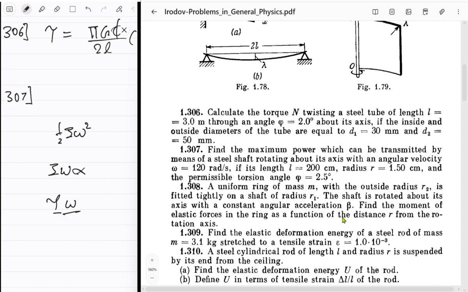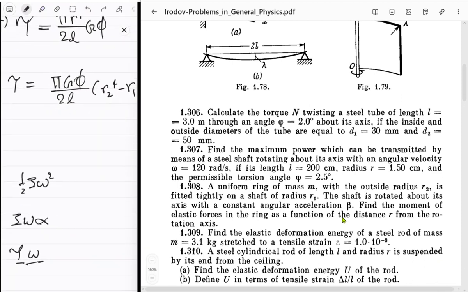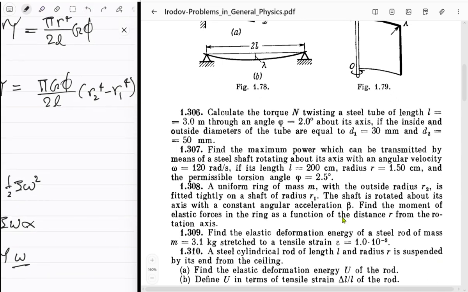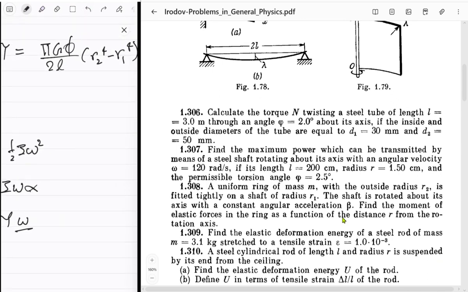Okay. And you also kind of know what phi is. So torque is just this thing, put that in there. Steel shaft, so it's a solid rod, right? Then just use this formula. And once you use that, just multiply by omega, and there you go, you got the power, right?